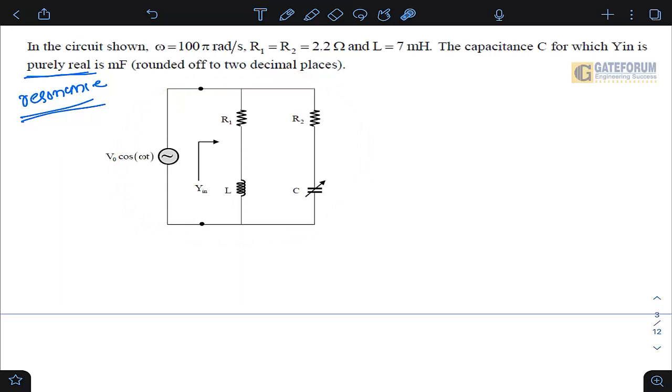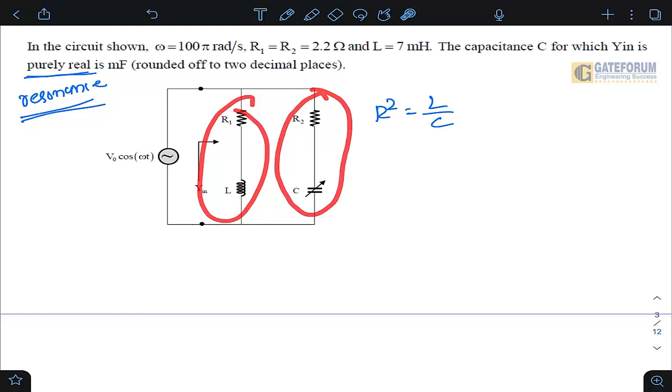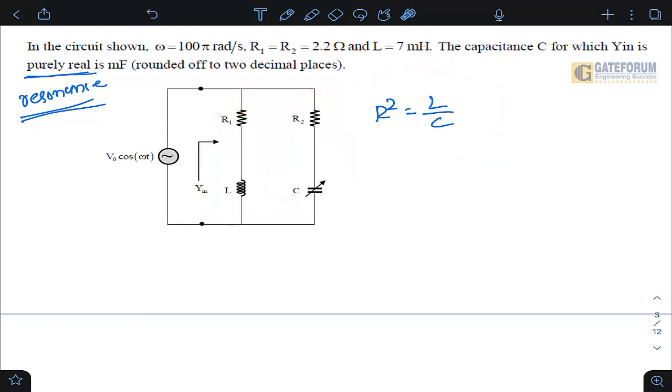So we know, students, whenever we have a series RL in parallel with series RC, then there is a condition called R square equals L by C. If this condition is satisfied, then this admittance or impedance is purely real for all frequencies. This is a very popular and standard circuit, students. Whenever a series RL is in parallel with series RC, and if we satisfy the condition R square equals L by C, then the circuit operates in resonance at all frequencies.